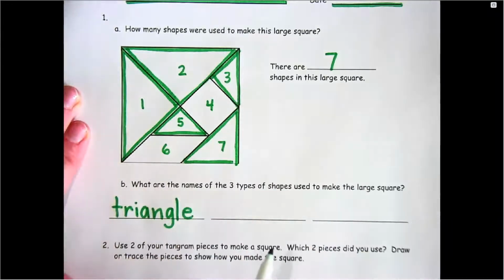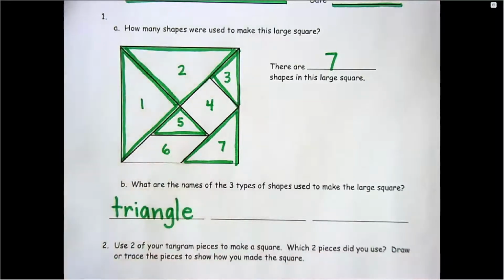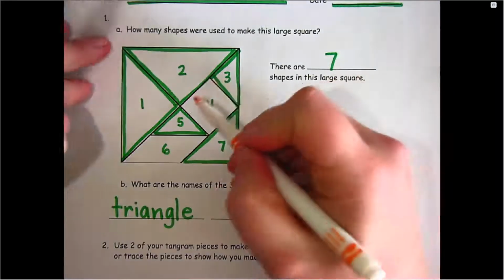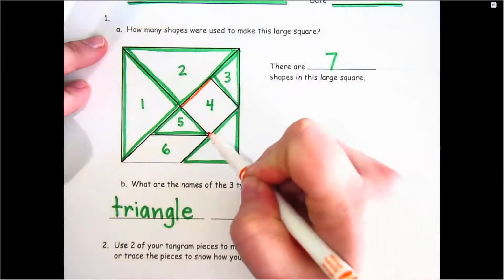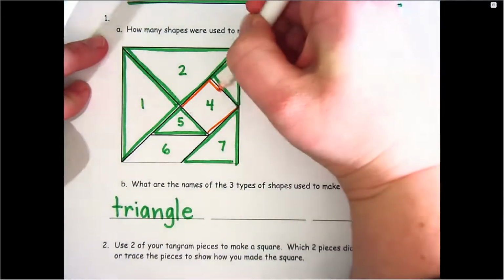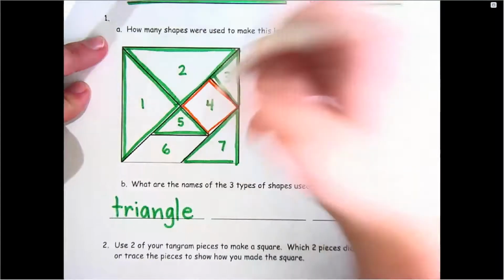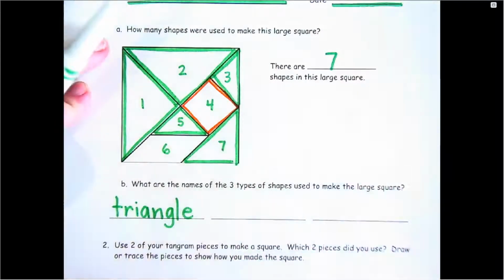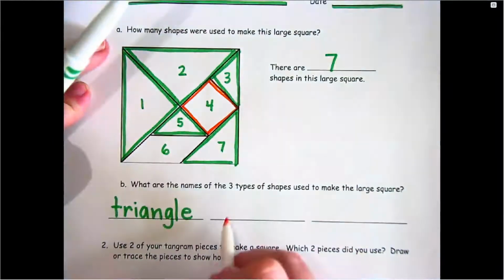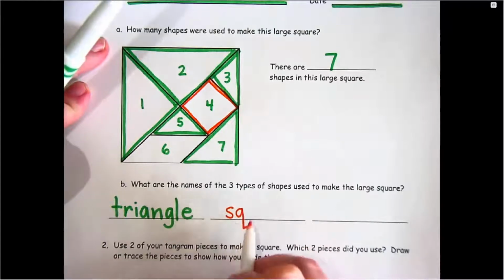What other shapes do we have? Let's take a look. Let's look at shape number 4. What is shape number 4 called? 4 sides and 4 corners and they're all the same length. If you said a square, you are right. Write the word square.